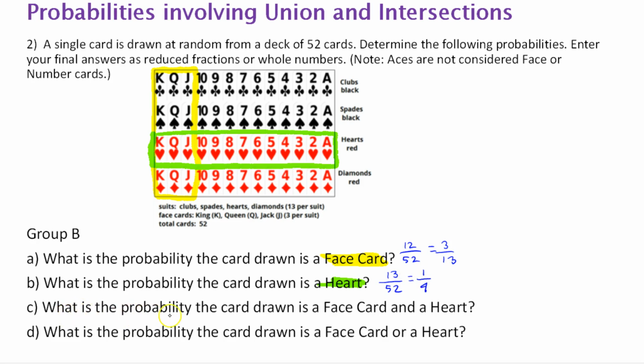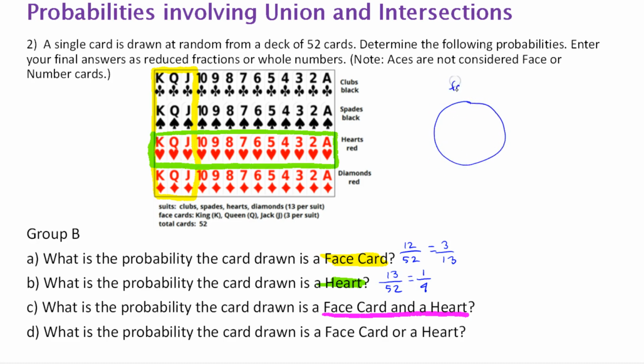Next, we're asked, what is the probability the card drawn is a face card and a heart? Well, now in this case, we do have some cards that are both face cards and hearts, namely King of Hearts, Queen of Hearts, Jack of Hearts. So let's just connect this to Venn diagrams real quick.